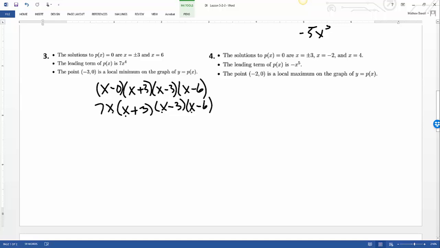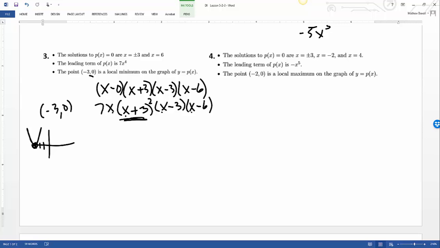And now it says, here's an interesting one, the point negative 3, 0 is a local minimum, right? Well, that's a 0, right? Because that's negative 3, 0, that's here. That's referencing this 0. Well, for it to be a local minimum, that means that it has to do that. So I know it's going to bounce. And so that's going to have to be squared, because it's going to have to bounce.